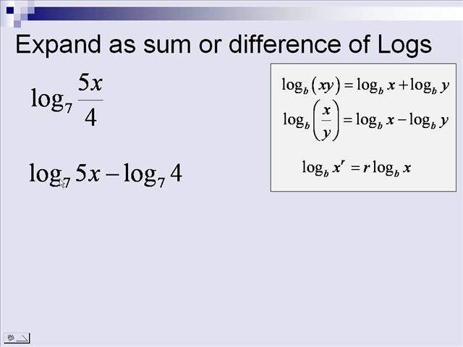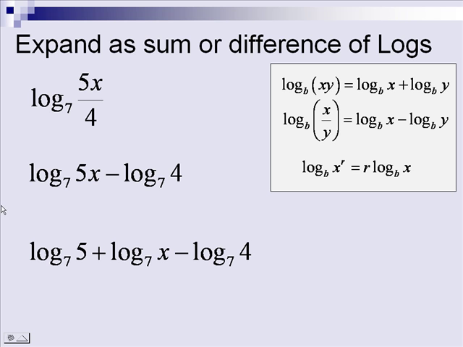Now I have the log base 7 of 5x minus the log base 7 of 4. So that numerator is the positive log, and the denominator is the negative log. Now that we have two different logs, log of 5x and log of 4, both with base 7, we can still do one more step here. The log of 5x is the log of 5 times x. So there's a multiplication right there between the 5 and the x. If I have multiplication in my log, I can still separate that even more. So we'll go ahead and separate that one step further.